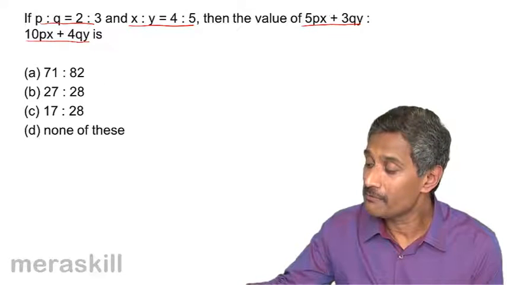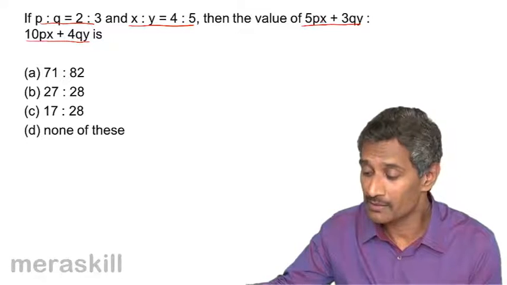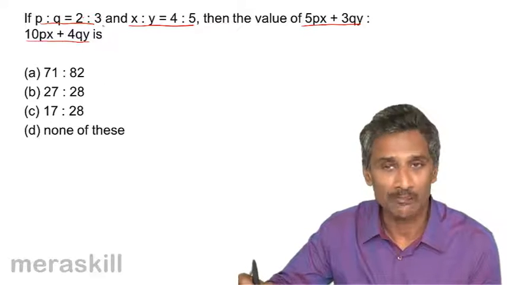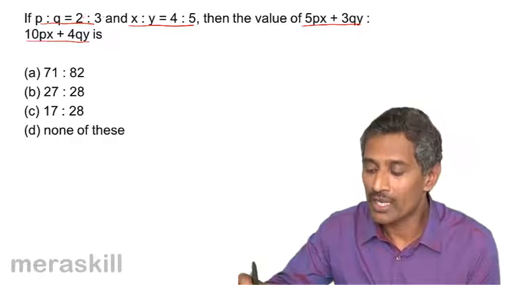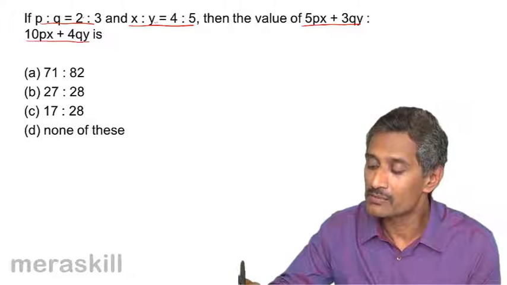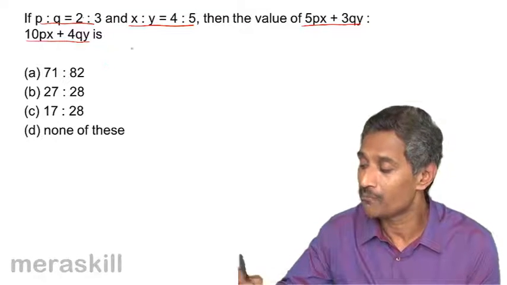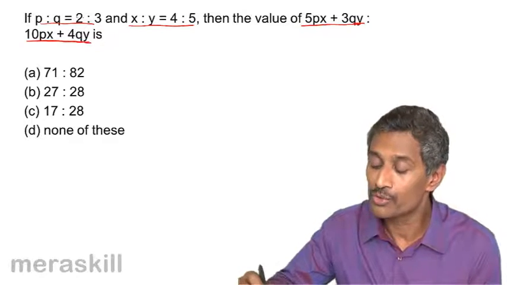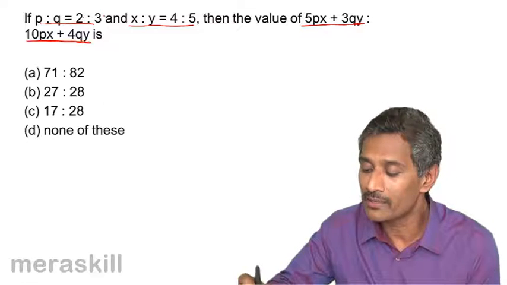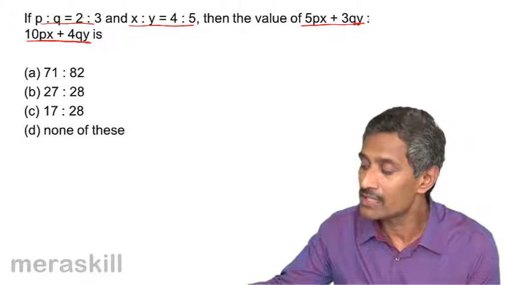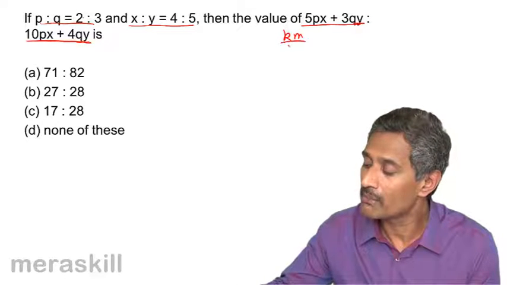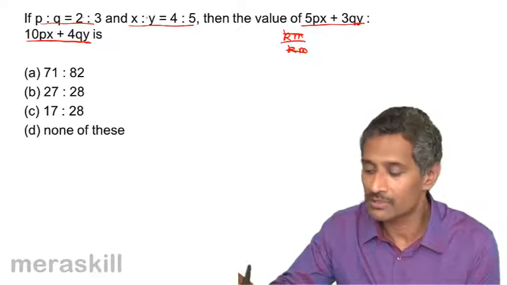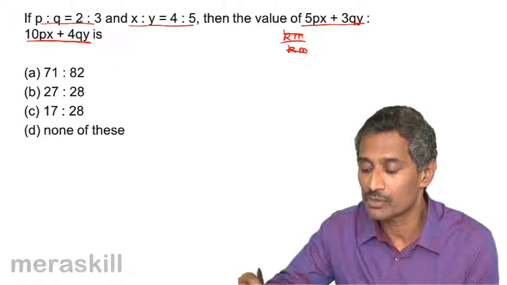Now, if you say 5px plus 3qy, I repeat what we learned last time in the previous example. If you take p is to q as 2:3, we have to take p as 2k and q as 3k. Similarly, say x is 4m and y is 5m. But again, I emphasize this, we are going to find the value of another ratio. So even if you substitute p as 2k, q as 3k, x as 4m, y as 5m, when you take the ratio, the k terms and m terms are bound to get cancelled, and ultimately it's just going to be equivalent to substituting x as 4, y as 5, p as 2 and q as 3.